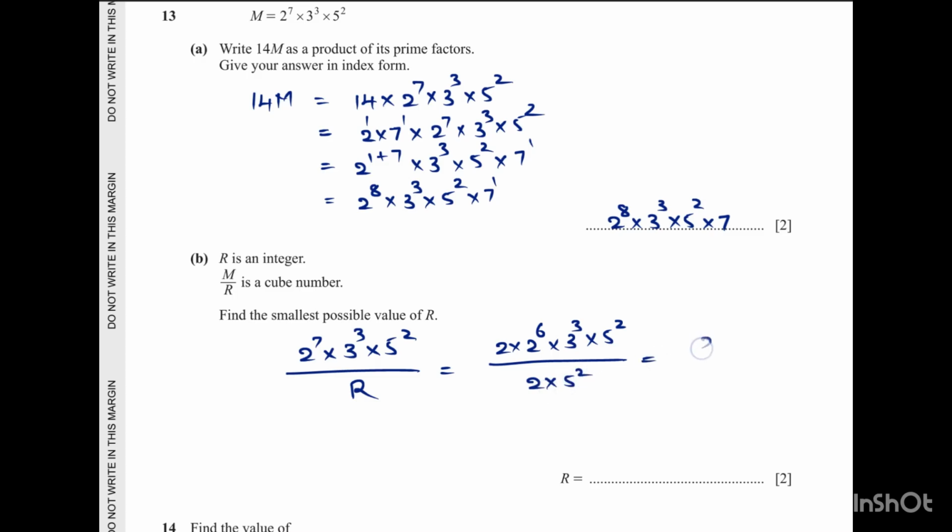So the answer will be 2 raised to 6 into 3 raised to 3. So what did I divide with? I divided with 2 into 5 squared. So r is 2 into 5 squared, that is 2 into 25, that is 50. So r is 50.